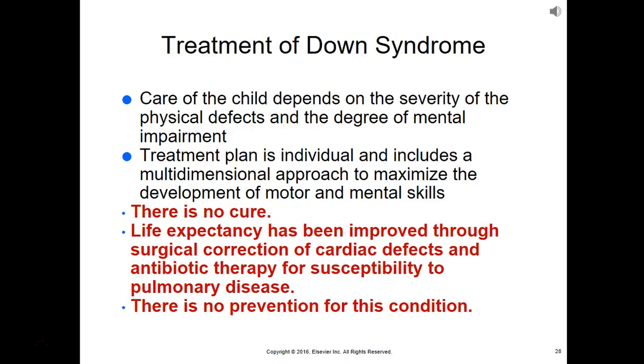Treatment includes care of the child. This is going to depend on the severity of the physical defects and degree of mental impairment. A treatment plan is individual and includes a multidimensional approach to maximize the development of motor and mental skills. There is no cure for Down syndrome. Life expectancy has been improved through surgical correction of cardiac defects that are often associated with Down syndrome, and also antibiotic therapy for susceptibility to pulmonary disease. There is no prevention for Down syndrome.